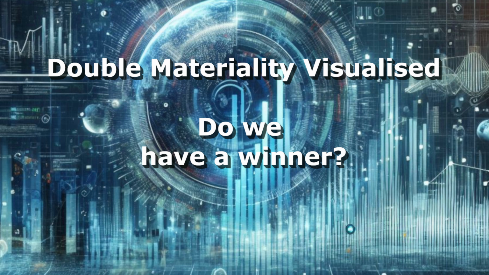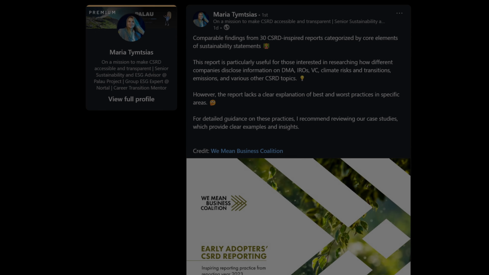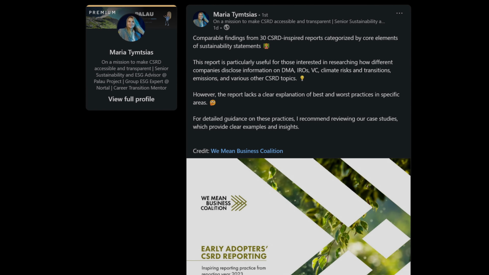Today I want to talk, hopefully briefly, about this really interesting visualization of the double materiality process which I found online. Before I go into detail with this visualization, I want to point out that this information here, I did not research myself. I found this via a post from Maria on LinkedIn.